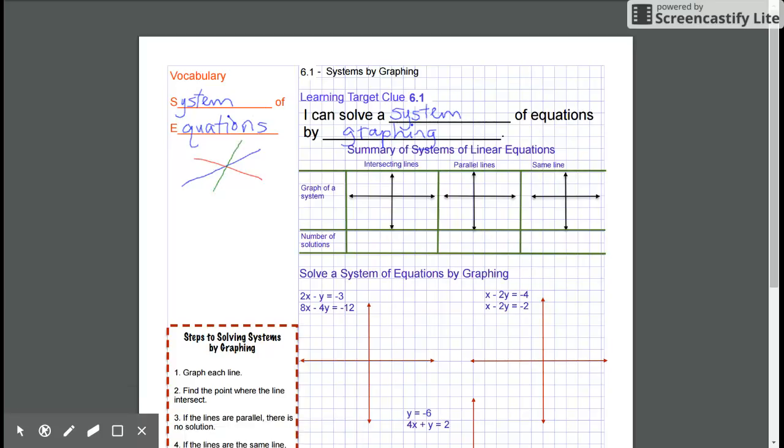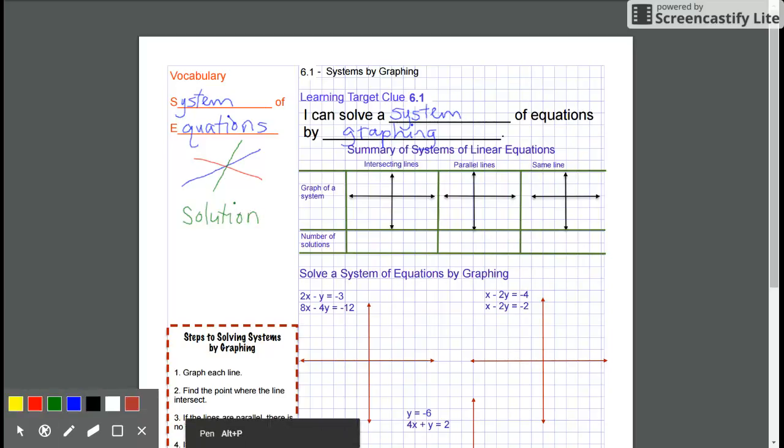There's 3 lines, 3 equations, and the system is the 3 equations, and the solution to that system is where those equations intersect, right there, that point. That's what we're looking for. What do those 3 equations have in common? So we look for where they intersect.